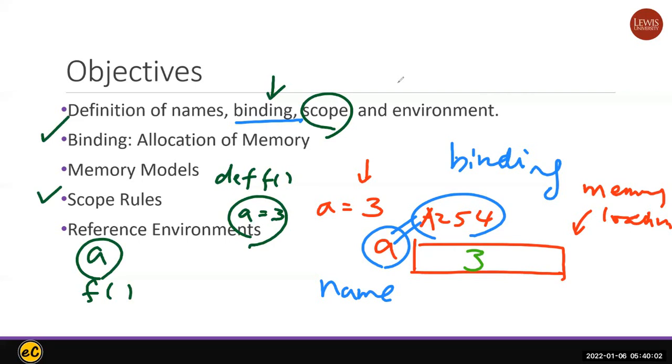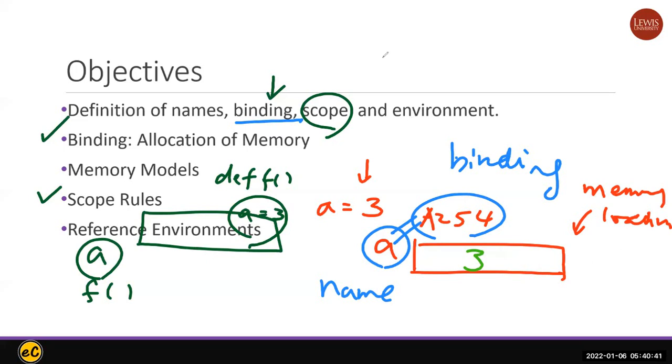And the last one is the reference environment. Reference environment means all of the bindings that you can see right now. So whenever you go into a certain function, we need to talk about the current reference environment. So this chapter will be focused on memory, variable, binding, scope, and environment. Basically, it is the whole system to determine which variable you are accessing and where it is. So we call it name, binding, scope, and environment.